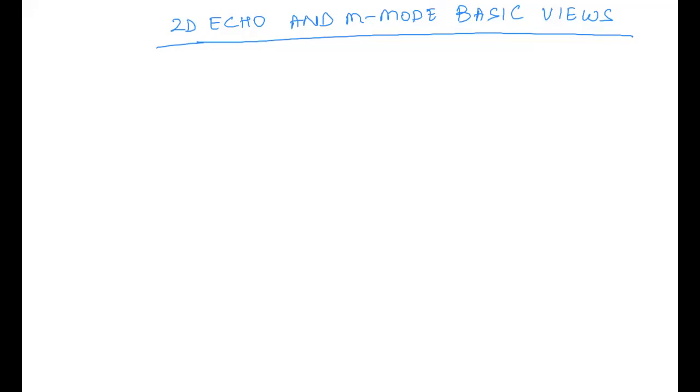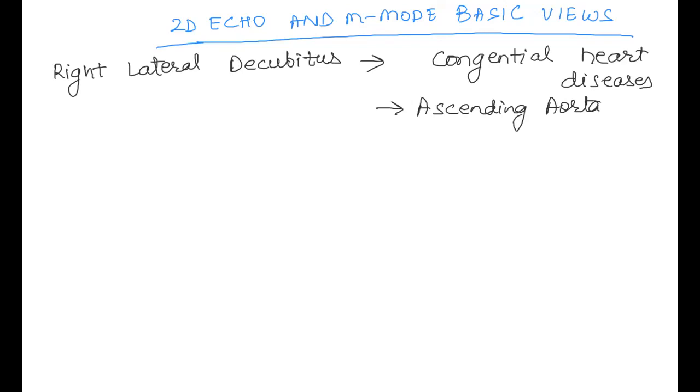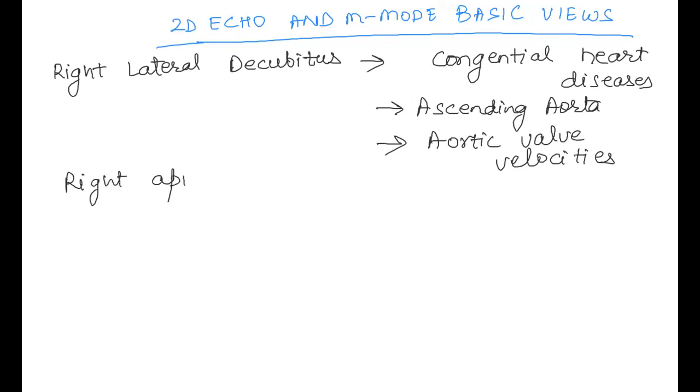Okay, so there are right lateral decubitus, which includes congenital heart diseases, ascending aorta, aortic valve velocities, and right apical view shows us congenital heart diseases.